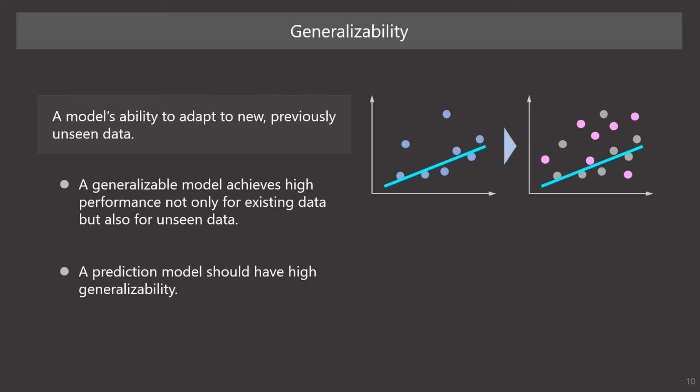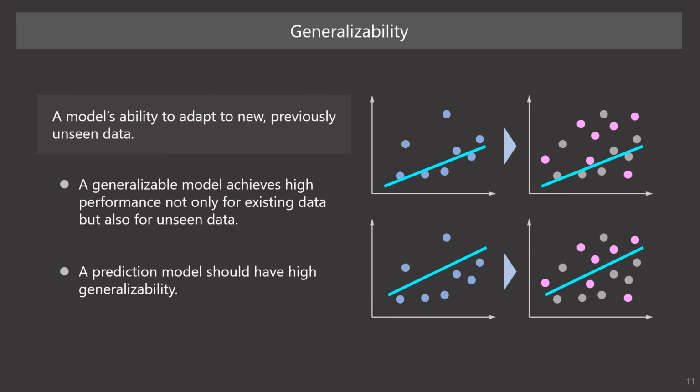So, even if the model makes perfect or almost perfect prediction for existing data, it is useless if it performs poorly for new data. On the other hand, even if the model's performance is slightly lower for existing data, it is useful if it achieves moderate or high performance for new data.